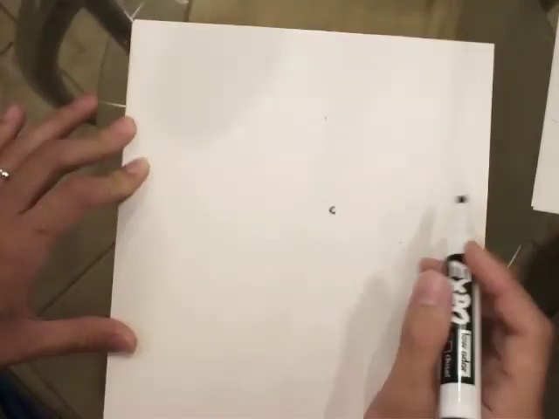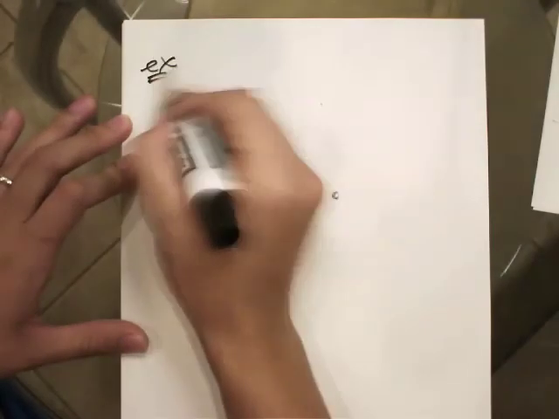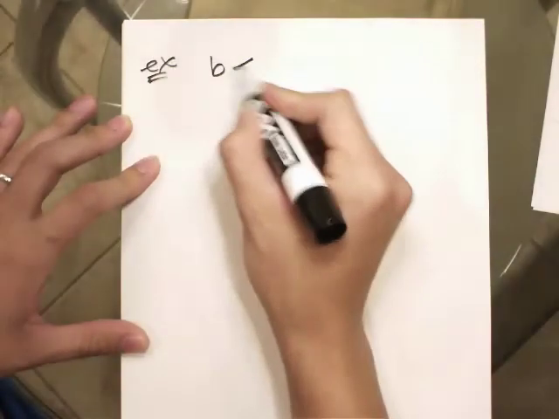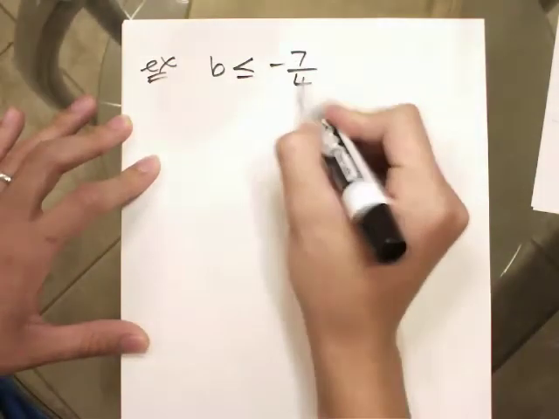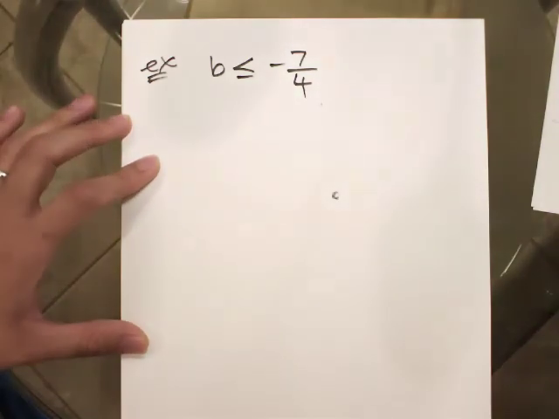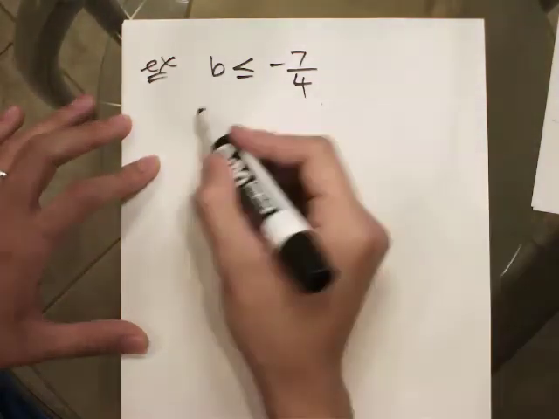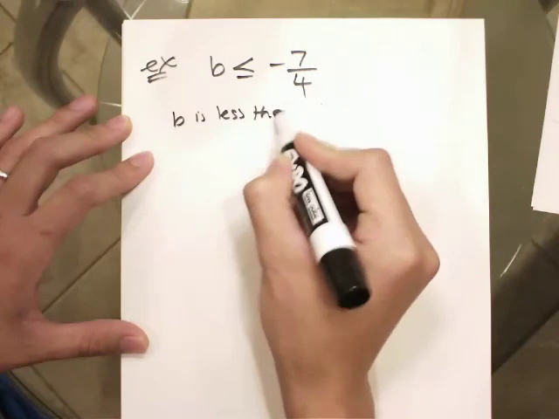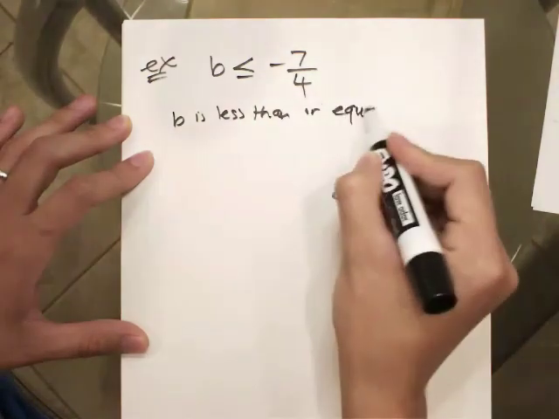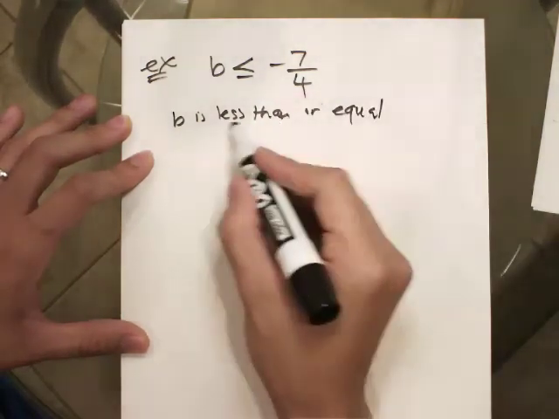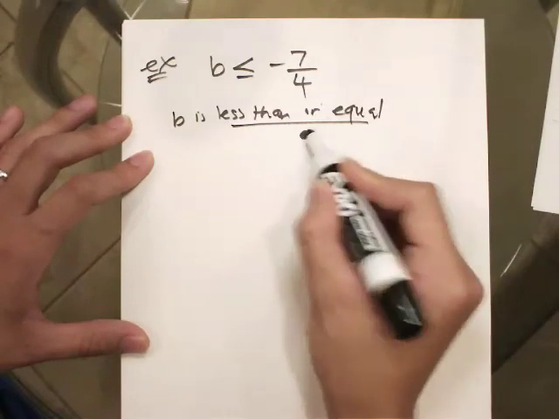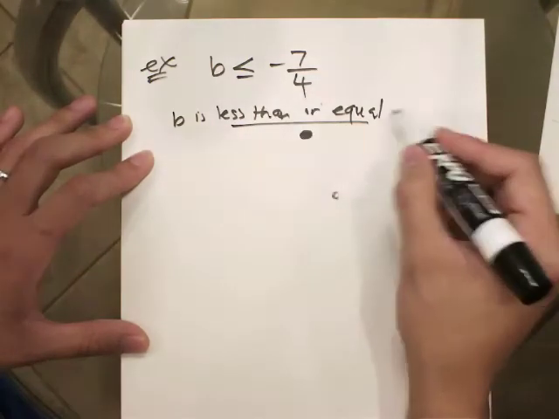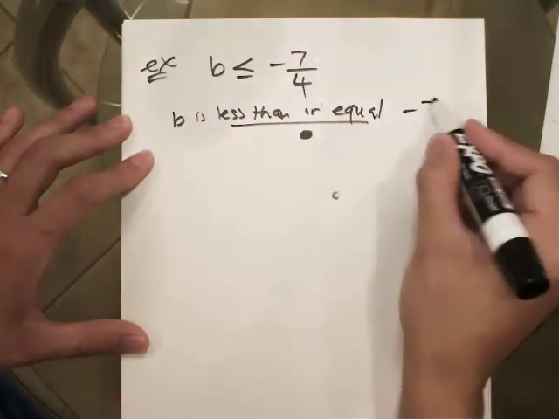Take a look at this last example. See if you can actually say this out loud. This is B is less than or equal, right? Less than or equal. So once again, we know we're going to have to be using a solid dot because of the including part. Less than or equal to -7/4.